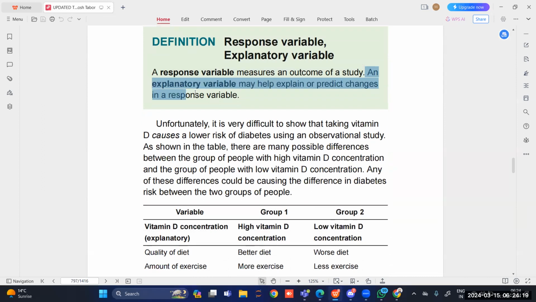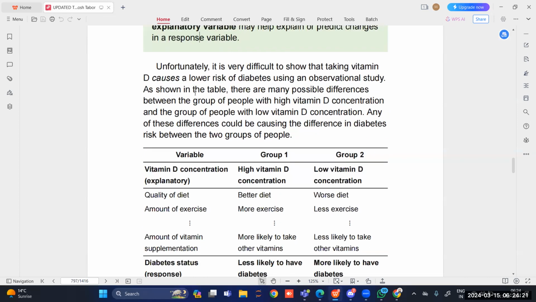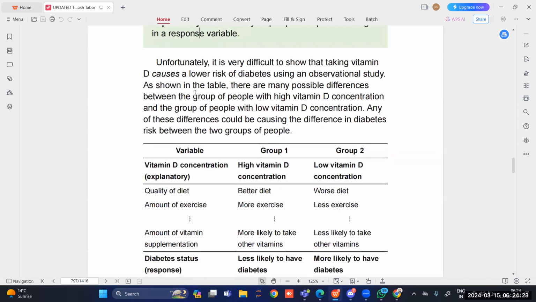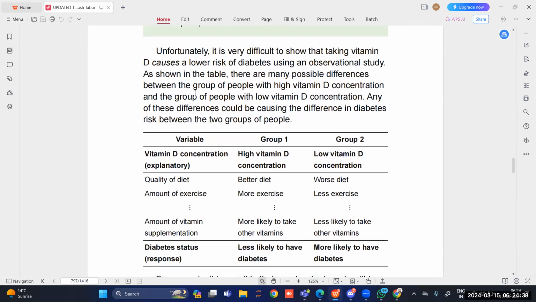Unfortunately, it was very difficult to show that taking vitamin D causes a lower risk of diabetes. It means whether a person with a high concentration of vitamin D will have a low risk of diabetes using an observational study. Here you can look at the table. So this is an observational study, and it is very difficult to comment on it.